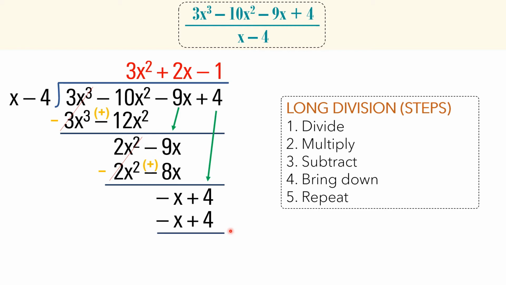And proceed to subtraction. So again, change the sign of the subtrahend. Negative, it will become positive. And positive here will become negative. So negative x plus positive x, that will be equal to 0. So we may just cancel. +4 and -4 will also give us 0. So therefore, the answer here is 0. So it means the quotient of this polynomial is equal to 3x squared plus 2x minus 1.